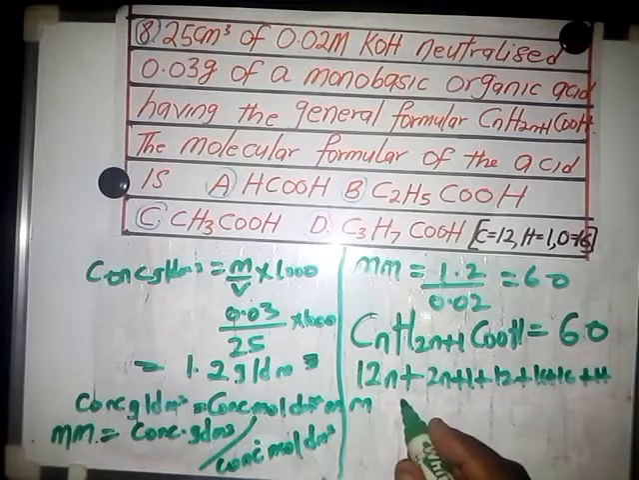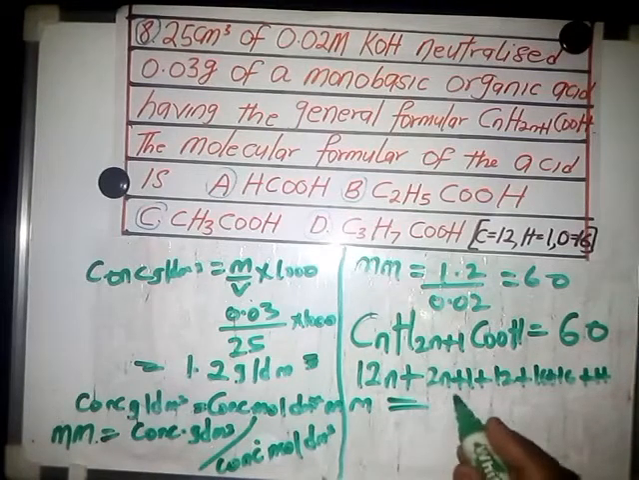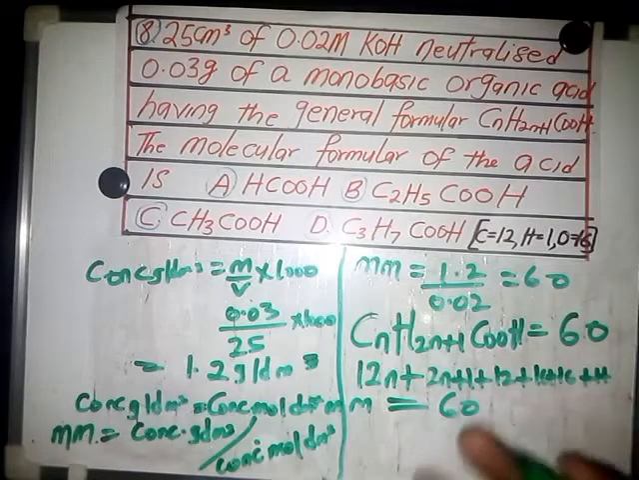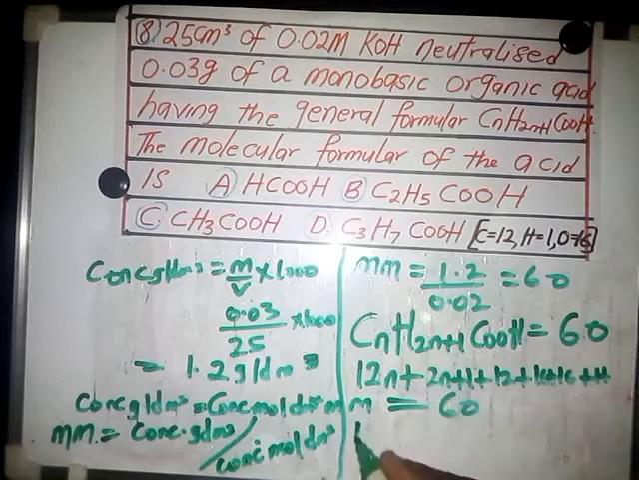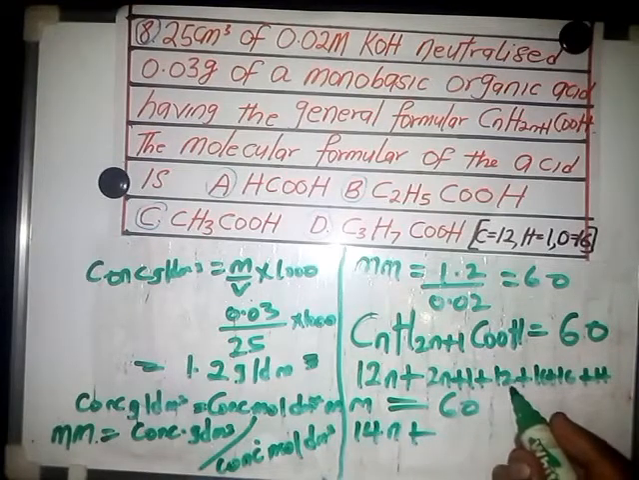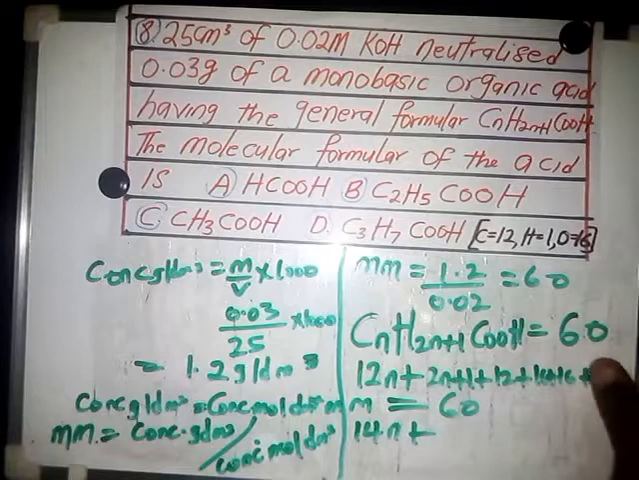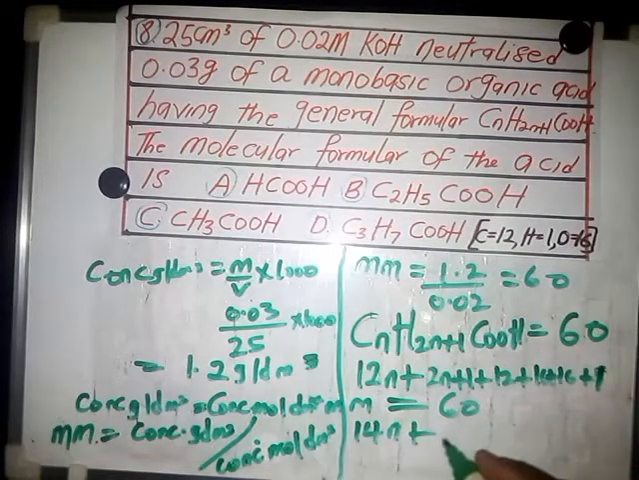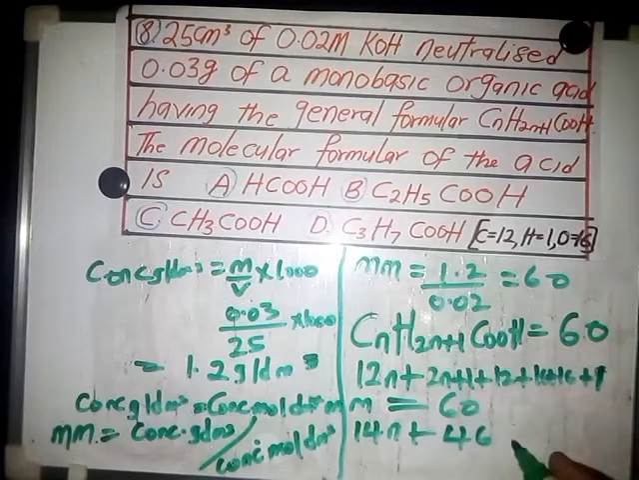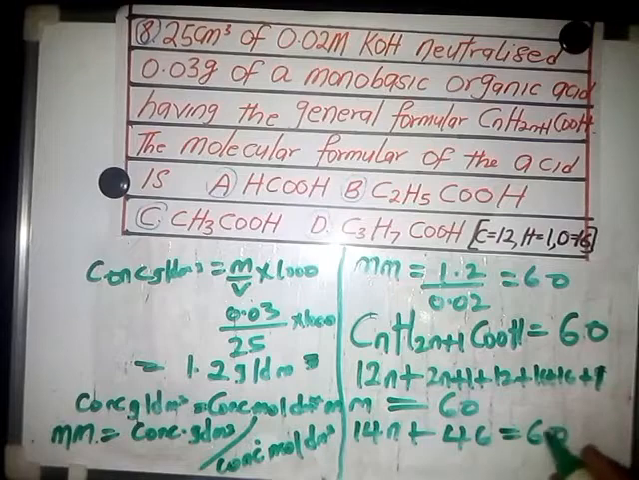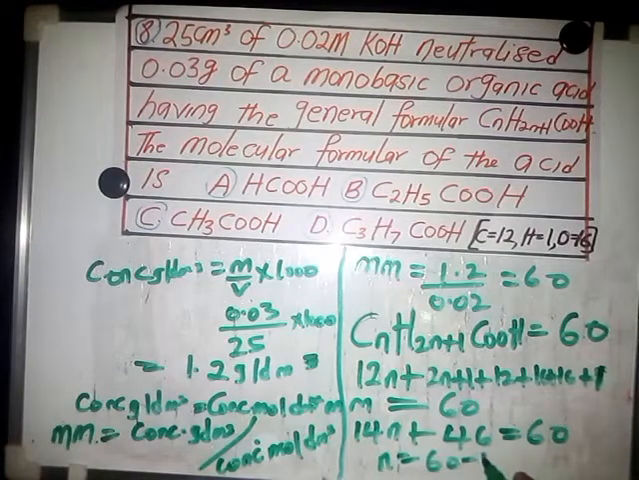Everything is equal to 60. 12n plus 2n, that's 14n. 1 plus 12 plus 16 plus 16 plus 1, you get 46, equals 60. So 14n equals 60 minus 46.